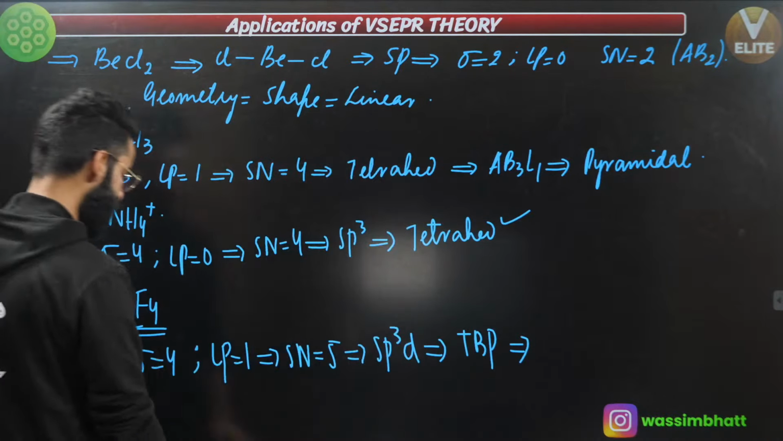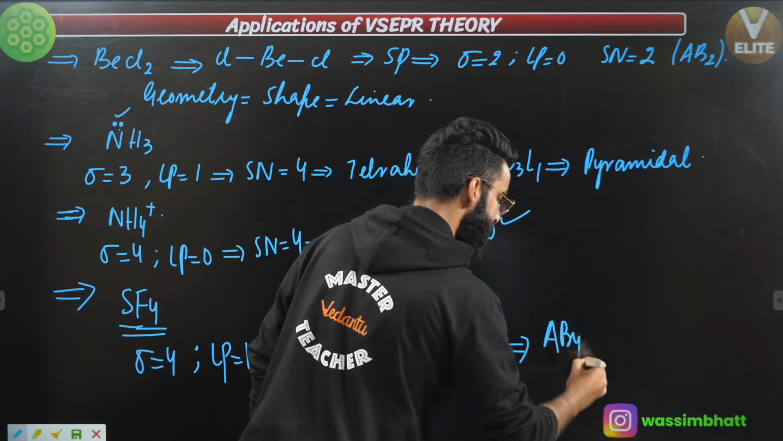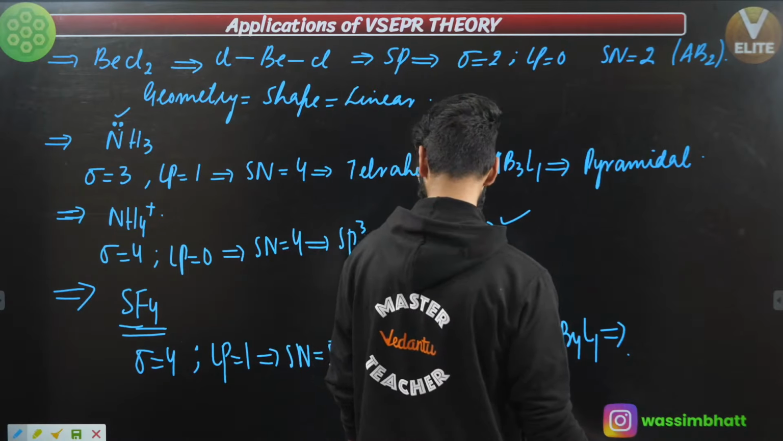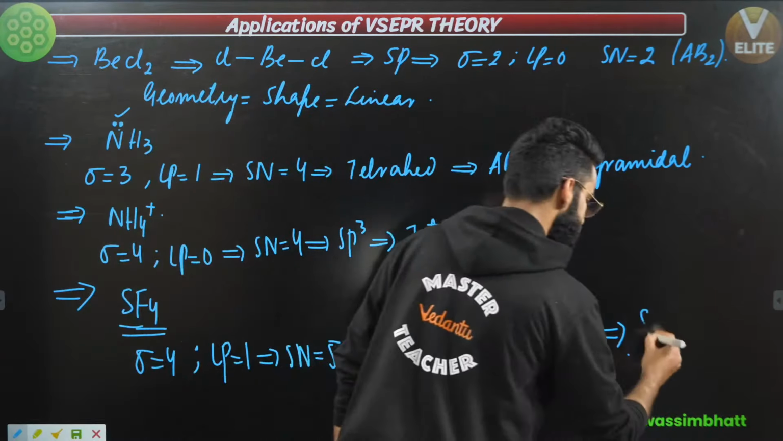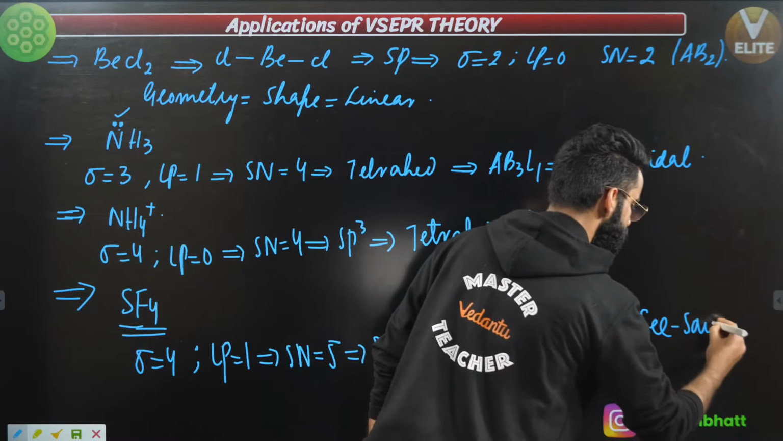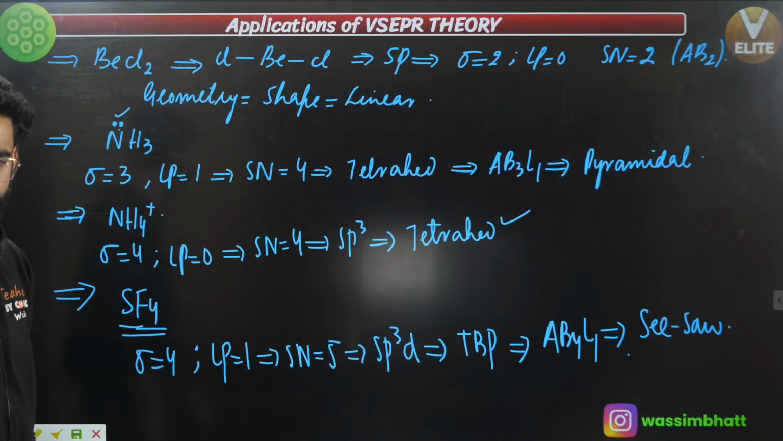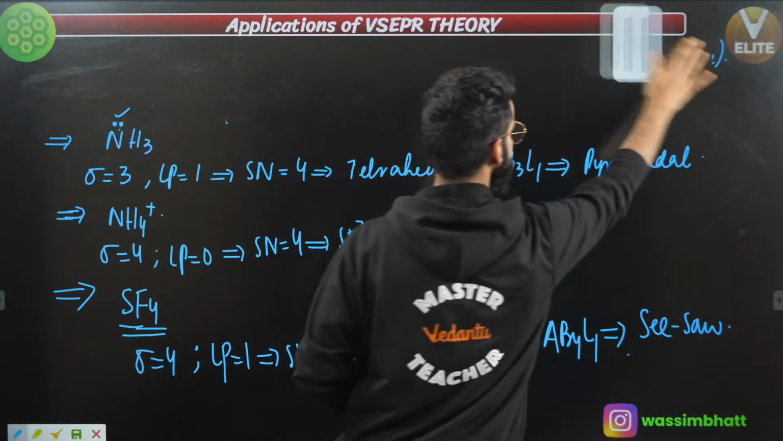What is the type of the molecule? It's going to be AB4L1. If it is AB4L1, what is the shape? Shape is seesaw. Correct? Seesaw shape. I'm sure this is clear. Exactly. Let me give you a few more examples so that everything gets clear to you.